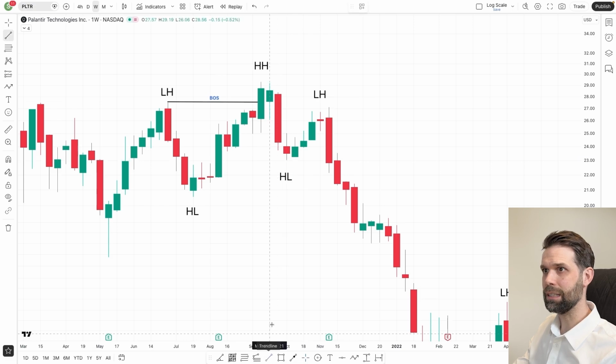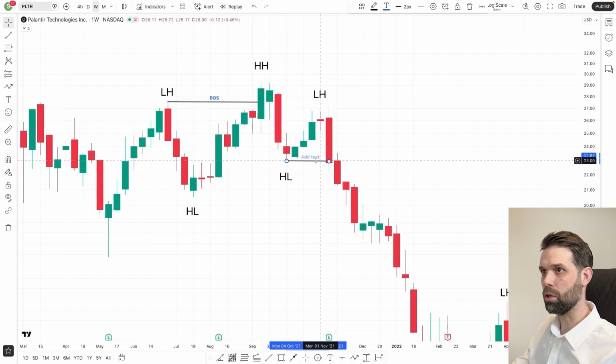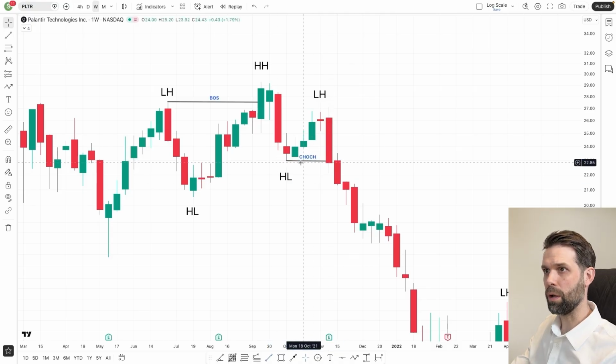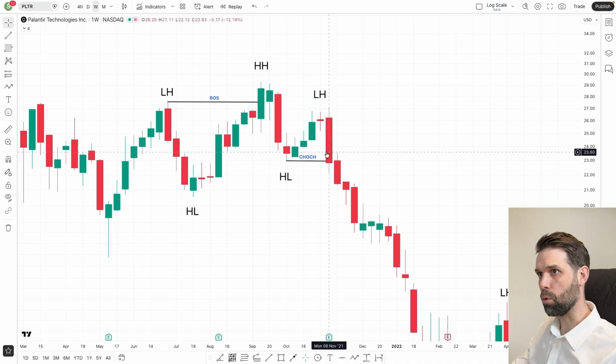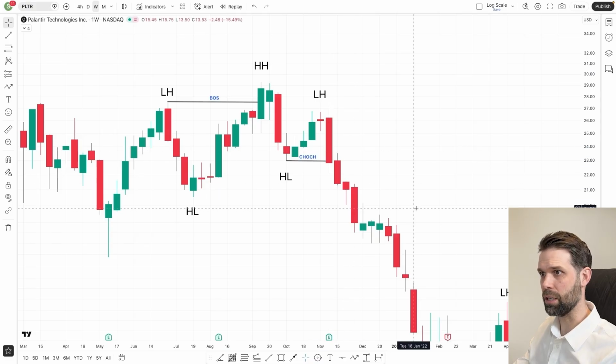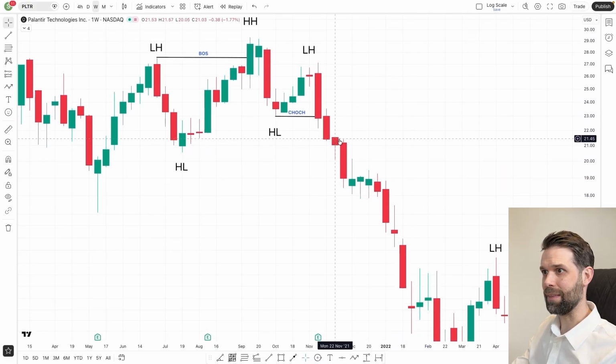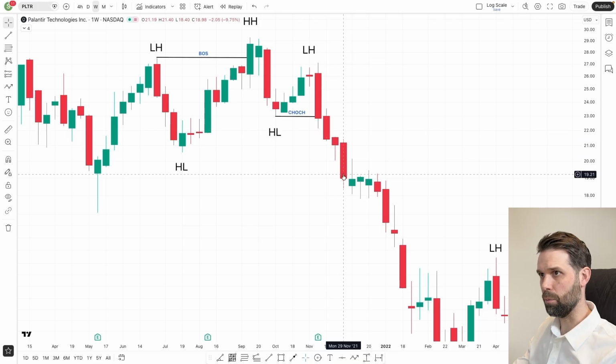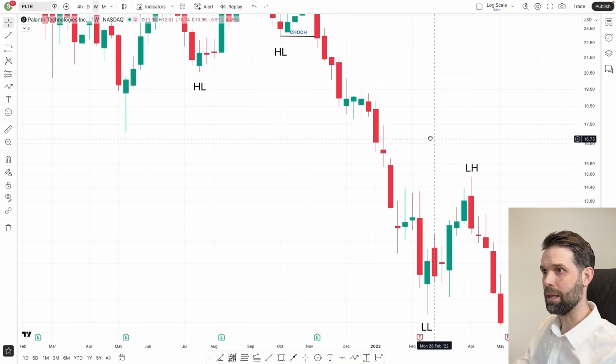So technically right here, when this red candle closes below the lowest point on this higher low area, that is a change of character. It's a warning sign that the trend may be changing. We want to watch the next few candles for continuation. And we certainly get that. We get several bearish candles, a few weeks of consolidating, and we continue downwards.